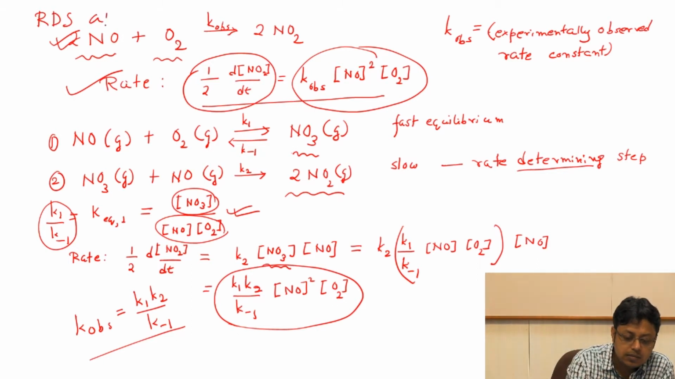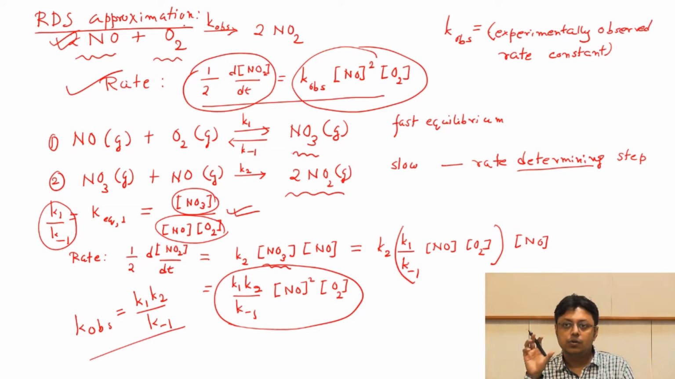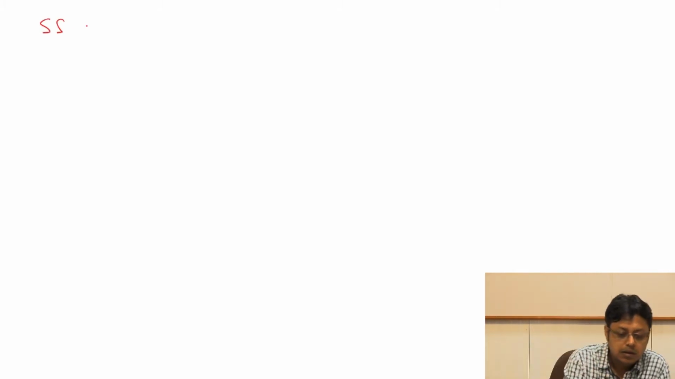So this is nothing but the RDS approximation, or the rate determining step approximation, where we constructed a model based on the approximation that there is a slow step which is rate determining for the overall reaction. Now similarly we can propose another mechanism, which is known as the steady state approximation.